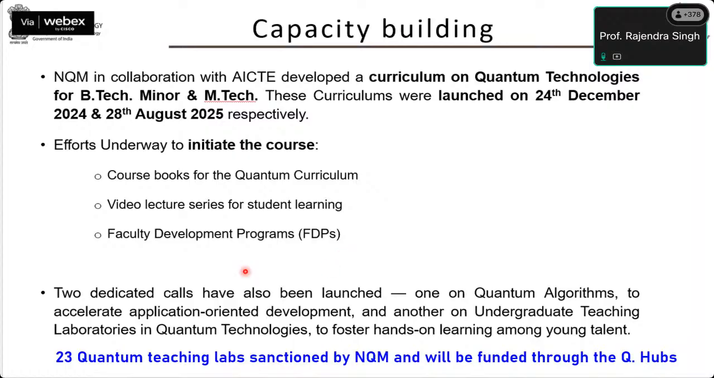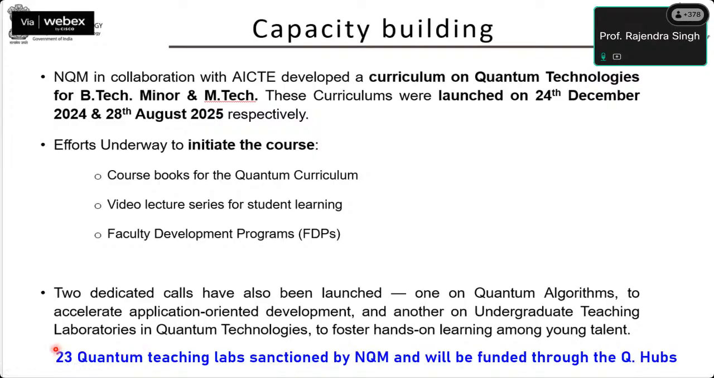Another important thing is the curriculum development. Within this, AICTE and National Quantum Mission have come up with a plan to establish about 100 quantum teaching labs across various engineering institutions, or the universities. So 100 quantum teaching labs will be established, and each of these teaching labs will be provided with some fund from the National Quantum Mission.